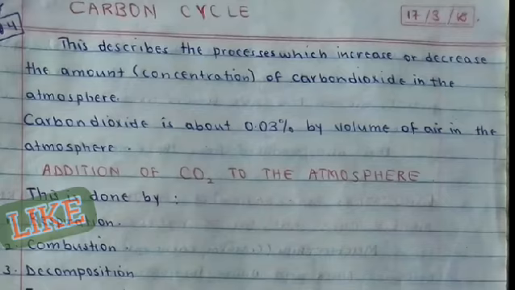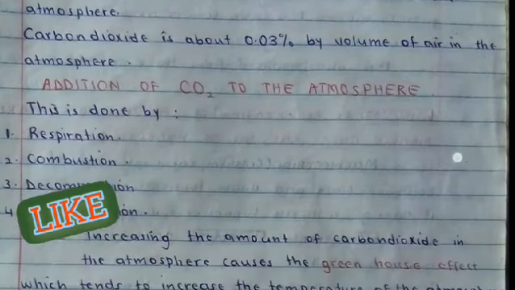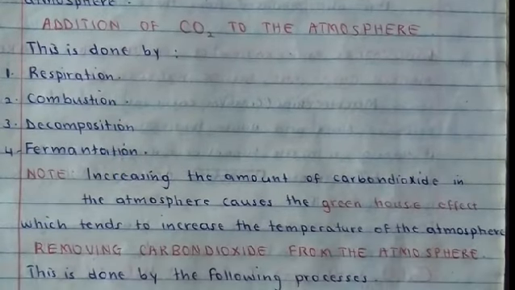So now we begin from addition of carbon dioxide to the atmosphere. What are some of the processes that increase the amount of carbon dioxide in the atmosphere? So the first one is respiration. So respiration, during the breathing in and out, as you breathe out carbon dioxide, therefore there you are increasing the amount of carbon dioxide in the atmosphere.